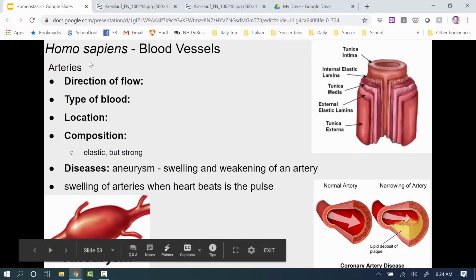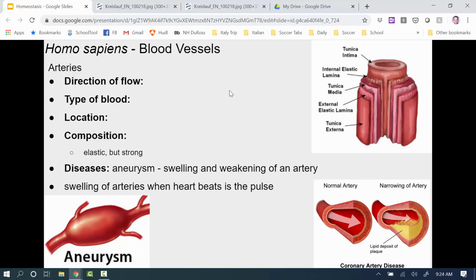So let's talk about the blood vessels. Blood vessels are split into three big categories: arteries, veins, and capillaries. They each fulfill different functions. We'll talk a little bit about that. So, arteries. Arteries are the blood vessels that carry the blood away from the heart.